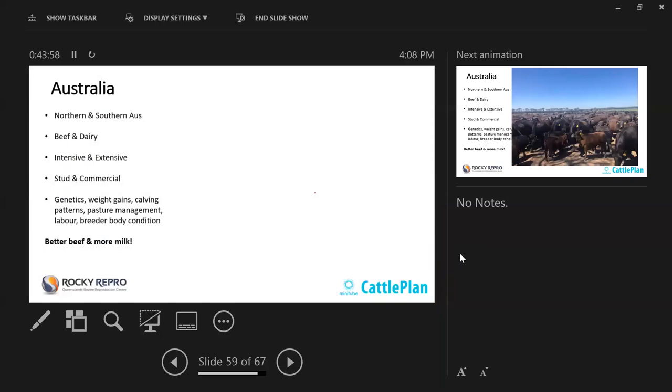So on to Australia. In Australia we use fixed time AI, both in the northern and southern market, for beef and dairy, intensive, extensive, stud and commercial. And some of the main reasons, once again, are the same: genetic gain, heavier weight gains, earlier weight gains, shifting calving patterns around, measuring pasture, better management of pasture too, so you can calve at certain times and improve nutrition of the animals. And looking at that breeder body condition too, so calving them at a certain time when they've got decent feed. And also better beef and more milk.